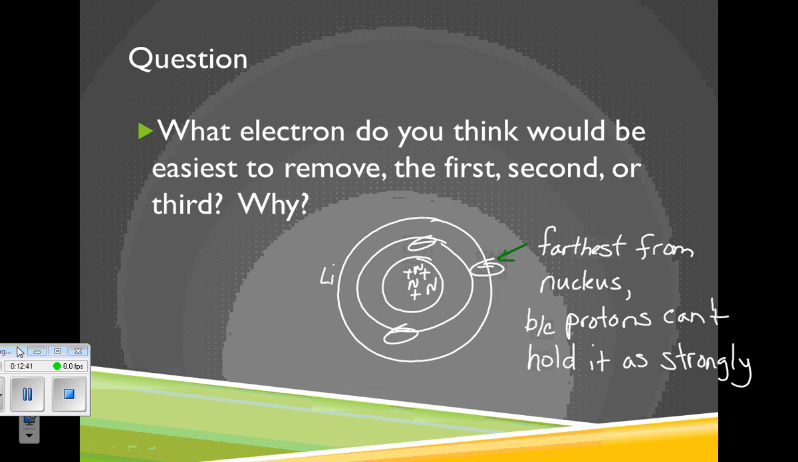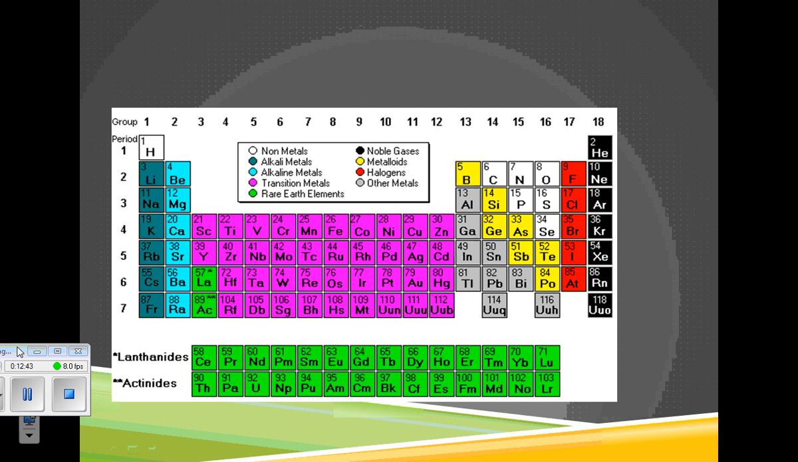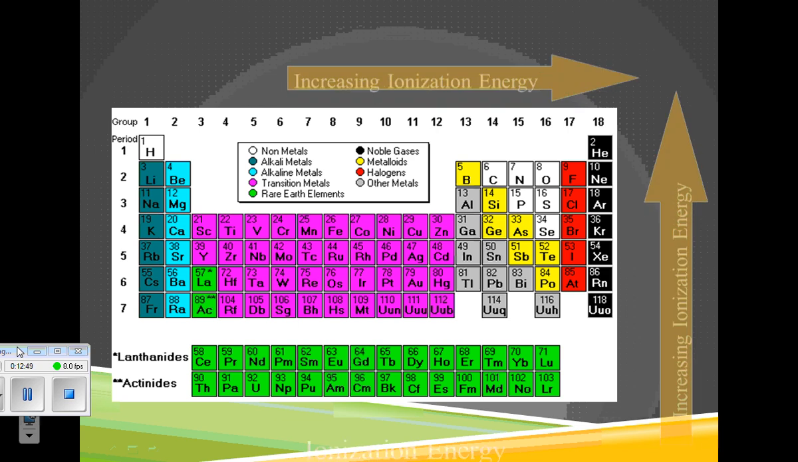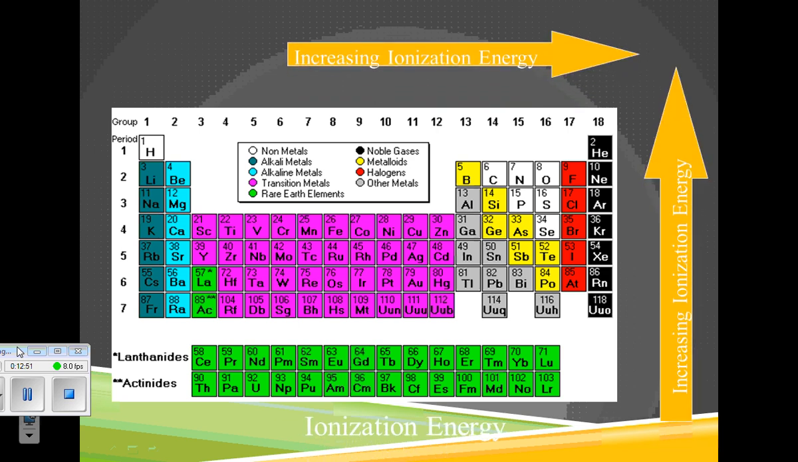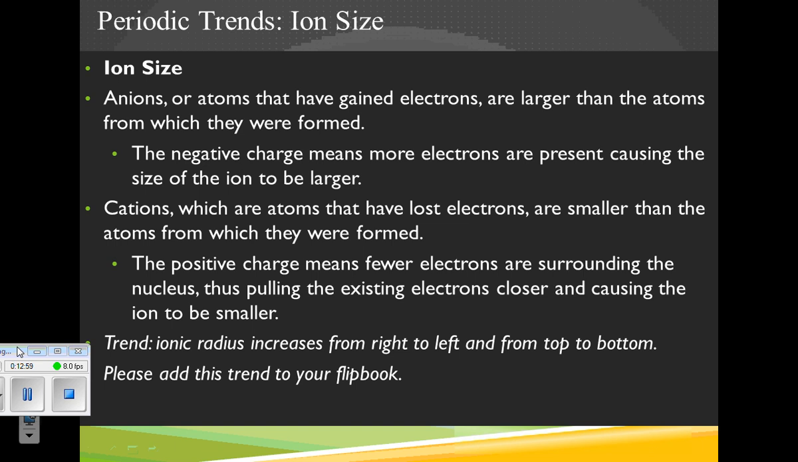All right. Moving on to place this trend on our periodic table again. This is increasing ionization as I go to the right and as I go from the bottom to the top. So my highest ionization energy would be up there at helium. Next trend, ion size. Ion size is, well, what is an ion?